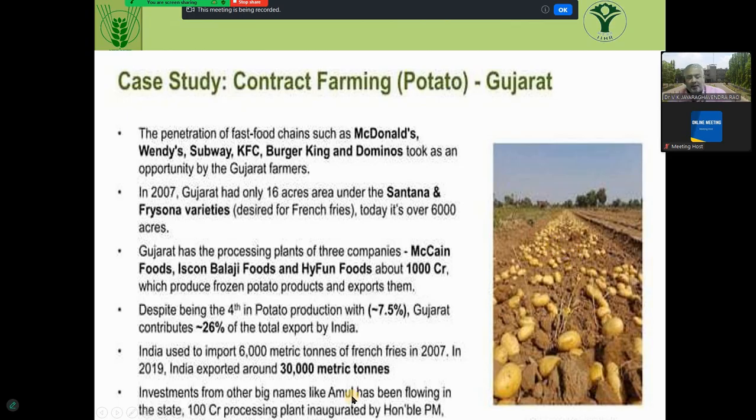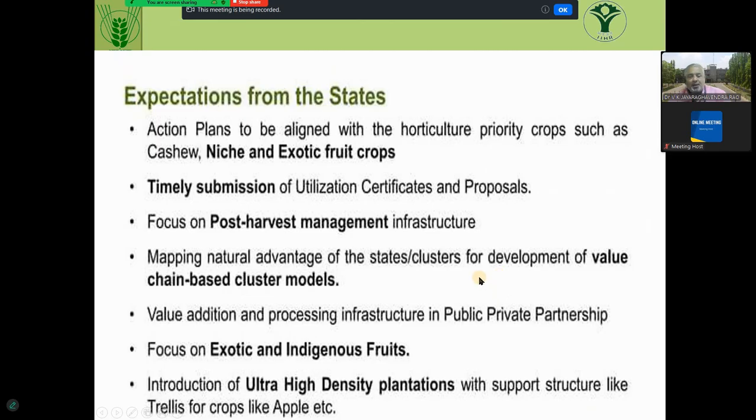So therefore, for French fries itself we require so many. We have also tied up with big names like Amul, which have been flowing in the state. So a lot of processing plants and seed material also coming. So what is expected by the states is some action plans.